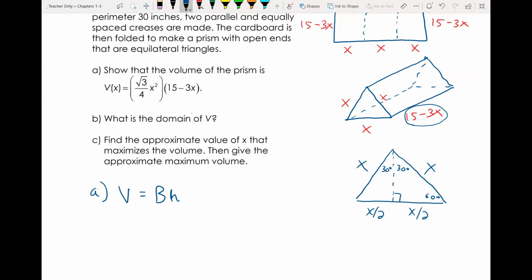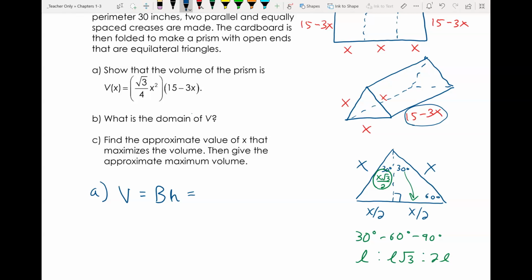If you didn't know it formed 30-60-90 triangles, you can still use the Pythagorean theorem to find that height of the base. But I'm going to use 30-60-90s because we will want to use those later this year. So remember, in a 30-60-90 triangle, the sides are in a ratio of L to L root 3 to 2L. So notice here, the one opposite the 30, that's L, so x over 2. Opposite the 60, I'd have x over 2 root 3. And opposite the 90, I would have 2 times x over 2, or x, so it matches up. So that is the height of the base, not to be confused with the height of the prism.